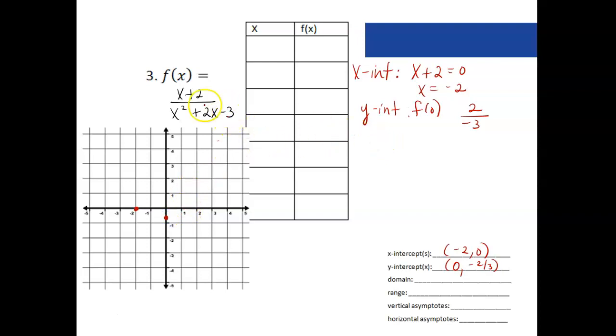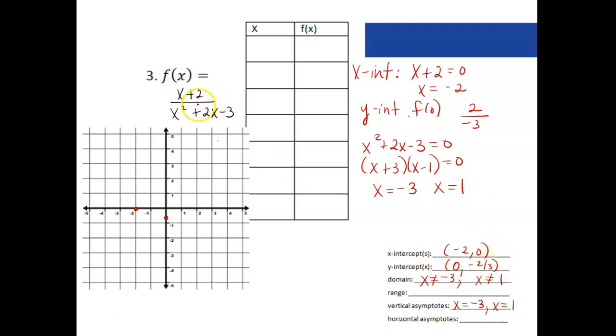For the domain, I'm going to set the denominator equal to 0. I'll factor that. So I set each factor equal to 0, and I get x equals -3 and x equals 1. Those are my vertical asymptotes. And the domain is going to be x is not negative 3 and x is not 1. So I'm going to go and graph these. So here's my vertical asymptote at negative 3, and then also one at x equals 1.